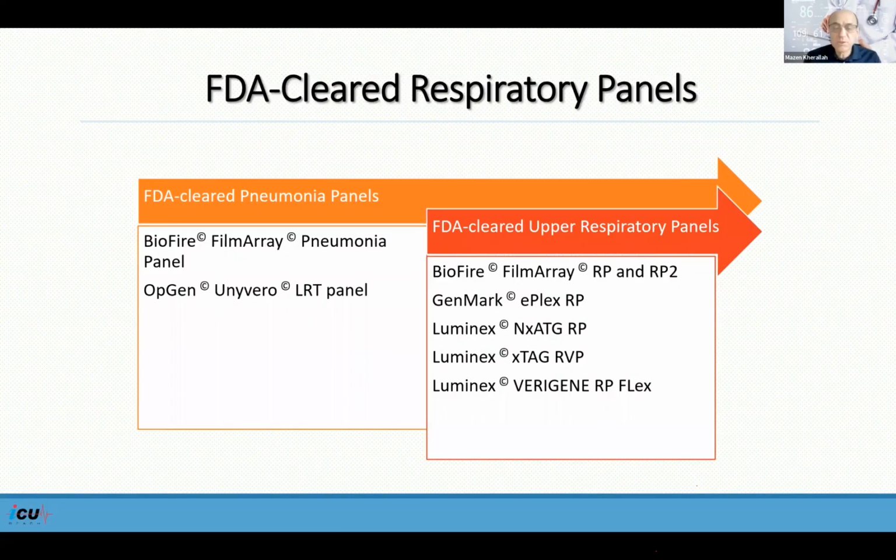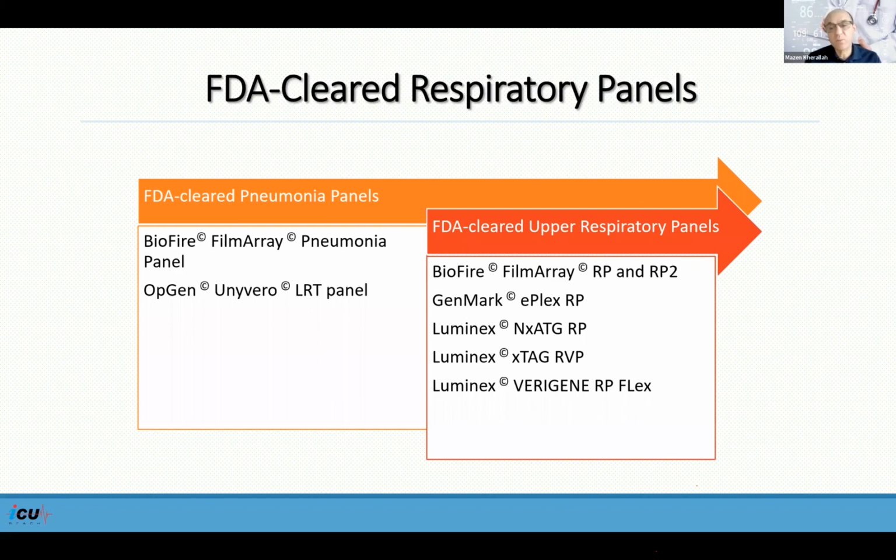And we're going to just talk about those tests in pneumonia and sepsis. And a lot of those tests are available commercially. I'm sorry to include the commercial names here, but this is the only way I can differentiate among the different tests. What we're going to be talking about is only the FDA cleared panels.